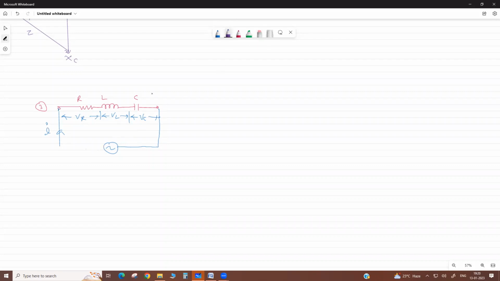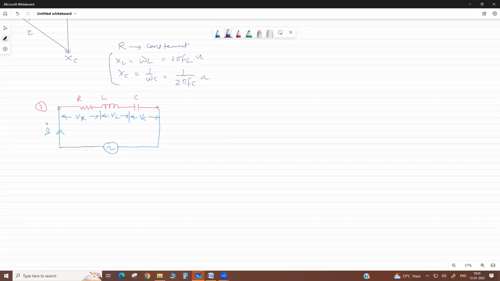Okay, because XL and XC depend on frequency. R is independent of frequency, it is a constant. But XL equals omega L, and XC equals 1 by omega C. Omega means 2 pi f, so XL is 2 pi f L, and XC is 1 by 2 pi f C, in ohms.